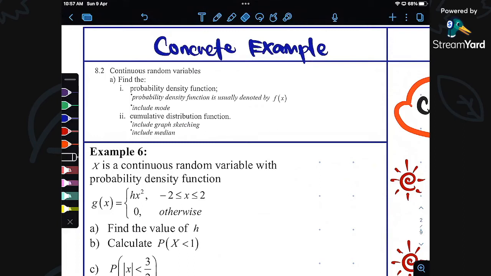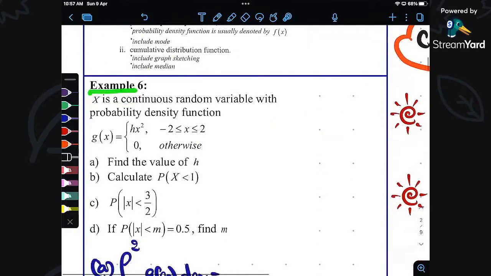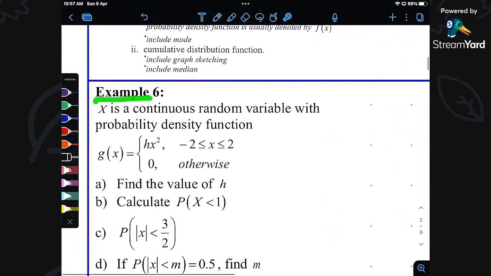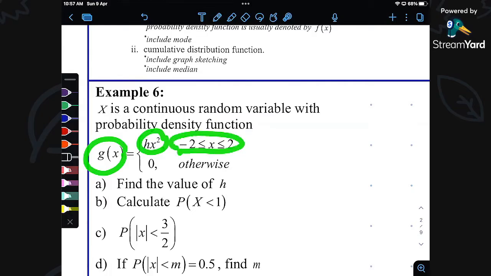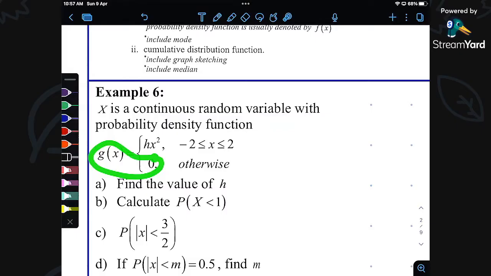Hello everyone, welcome back. Let's do example 6. X is a continuous random variable with probability density function g(x). So now they use g for the function. We have g(x), which is first h x squared, and this is the condition. And we have another function g(x) as well, but it is equal to 0.